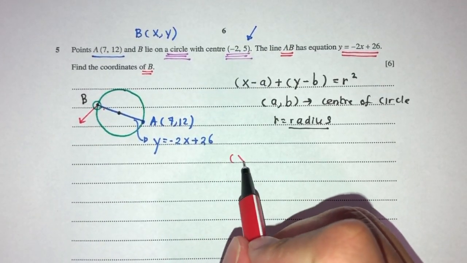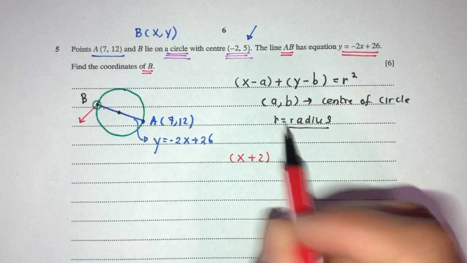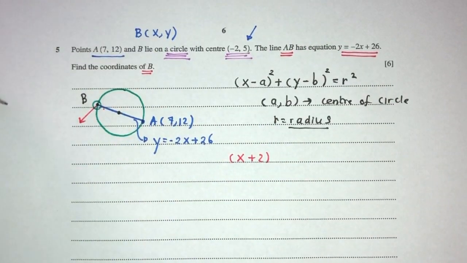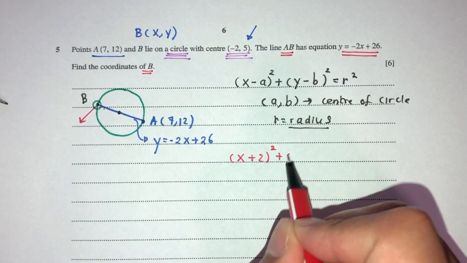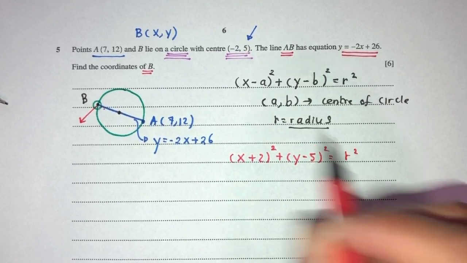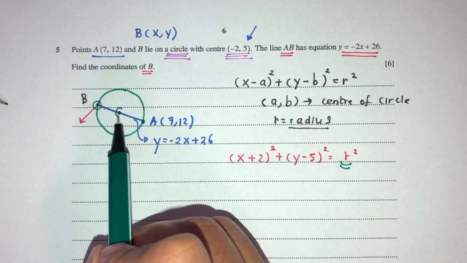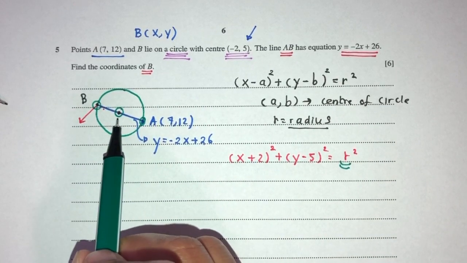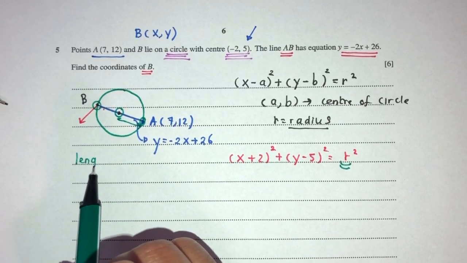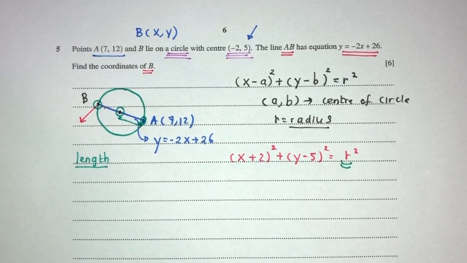So x minus a is just the value of minus 2, that should be x plus 2. Of course, I forgot something here, the square, for the equation of circles. Squared, plus y minus b, so y minus 5, squared, that should be r squared. Now, what is the value of the radius? Pretty simple. Because we know the center, we understand this is the radius. So we have to find the length between these 2 points.